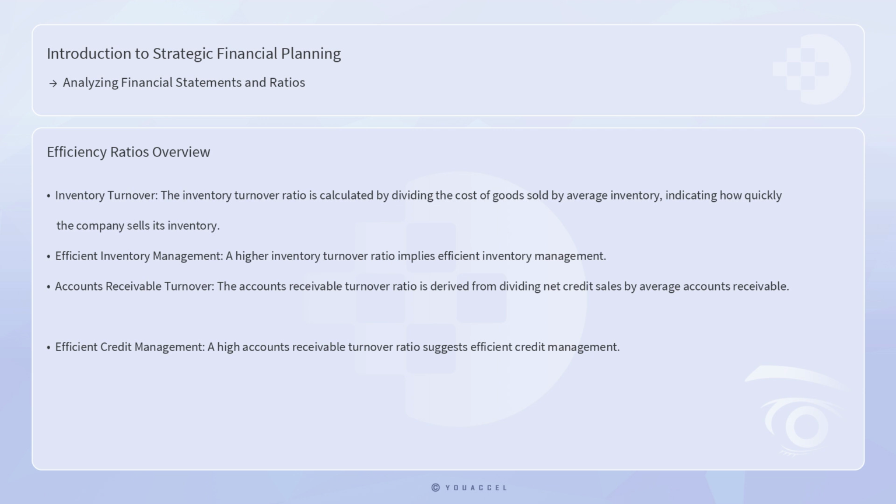The accounts receivable turnover ratio, derived from dividing net credit sales by average accounts receivable, assesses the company's ability to collect payments from customers. A high accounts receivable turnover ratio suggests efficient credit management.